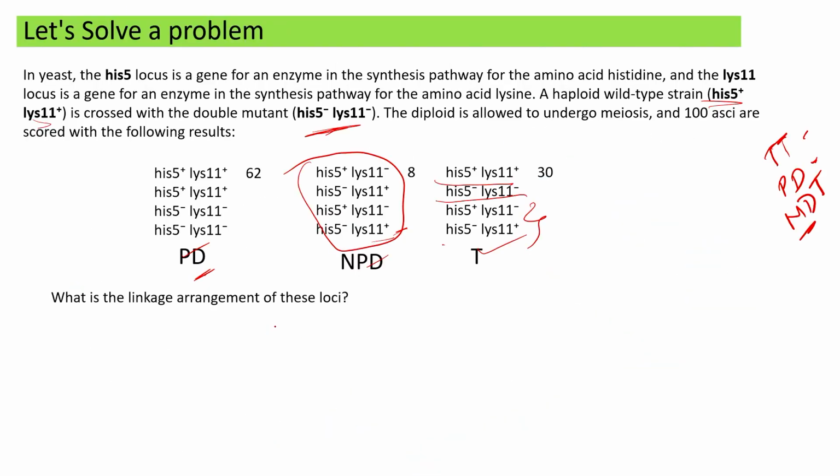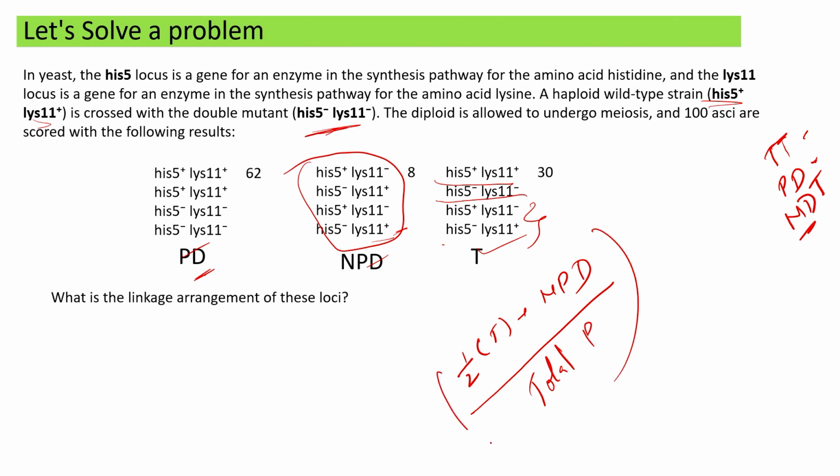Right. So what is the linkage arrangement of these loci? You need to apply the formula, you remember I told you, 1 by 2 into tetrad type plus NPD, finally divided by total progeny and then multiplied by 100. Right. So you can calculate it this way.